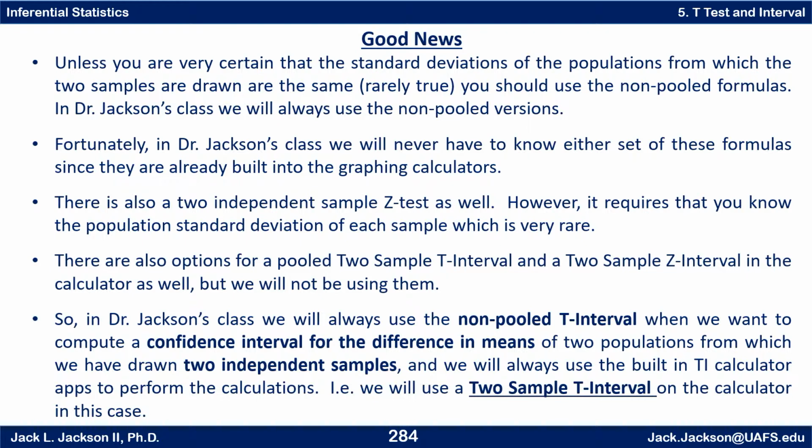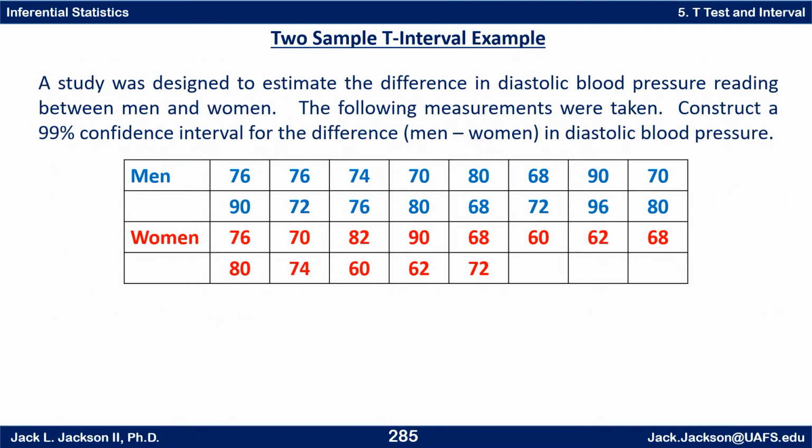So in my classes, we will always use the non-pooled t-interval when we want to compute a confidence interval for the difference in means of two populations from which we have drawn two independent samples. And we will always use the built-in TI calculator apps to perform these calculations. In other words, we will always use a two-sample t-interval on the calculator in this case. Once you've got that, it's pretty easy.